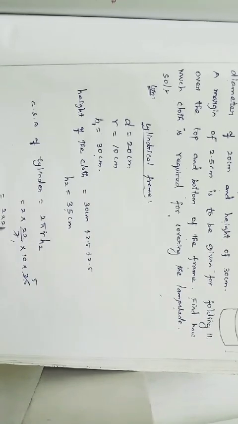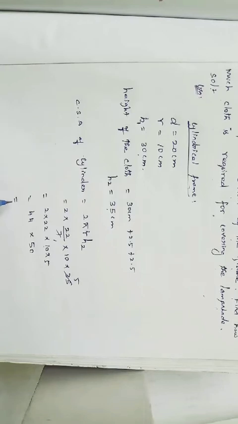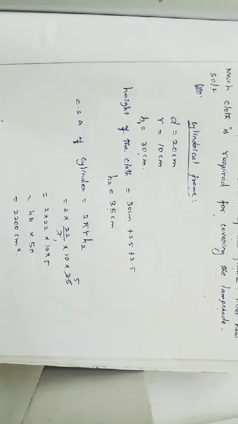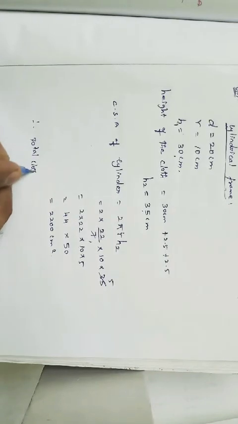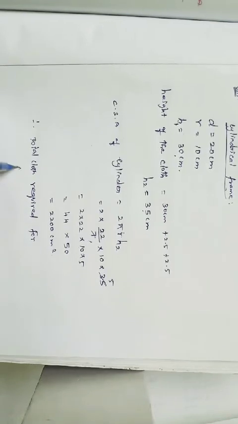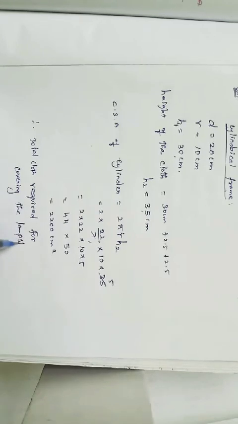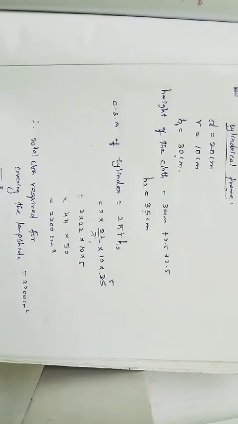So 2 into 22 into 10 into 5 is equal to 44 into 10 into 5, which is 50. 44 into 50 is equal to 2200 centimeters square. Therefore, the total cloth required for covering the lampshade is equal to 2200 centimeters square. That's all.